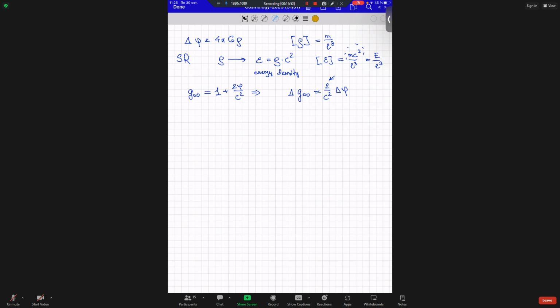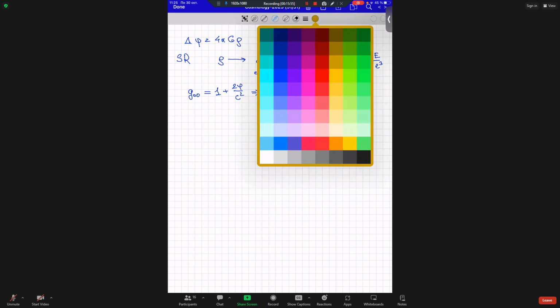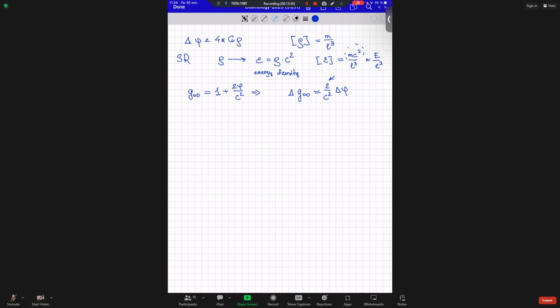So in this case, let's do a simple procedure. We will put 2 divided by c squared on the left part. So I can write like this: c squared divided by 2 Laplacian g00 is equal to Laplacian phi.